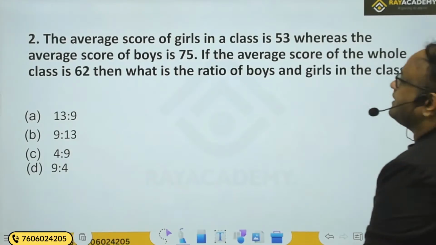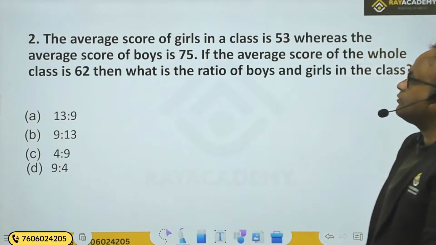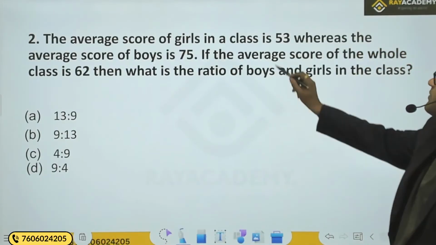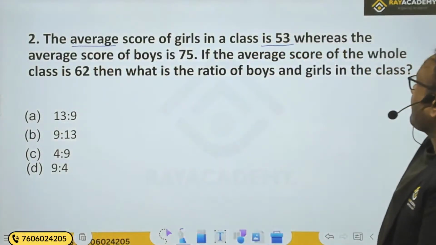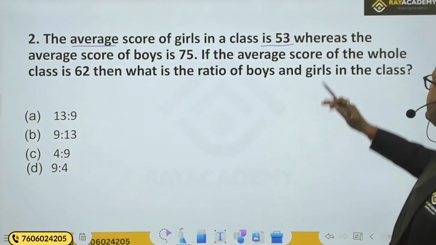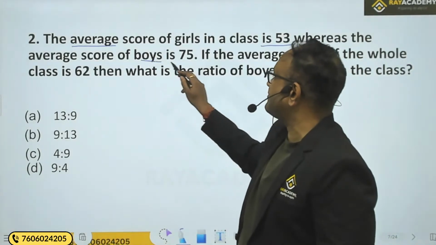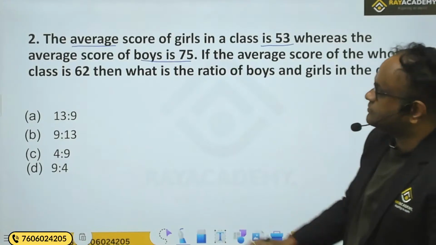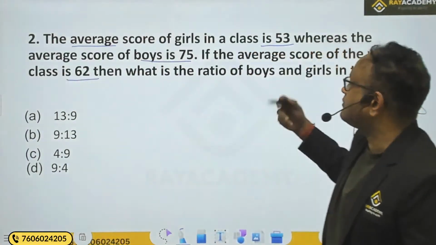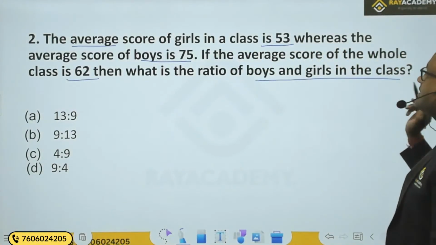Yes, the next question. What does it say? The average score of girls in a class is 53, average given, whereas the average score of boys is given as 75. If the average score of the whole class is also given as 62, then what is the ratio of boys and girls in the class?